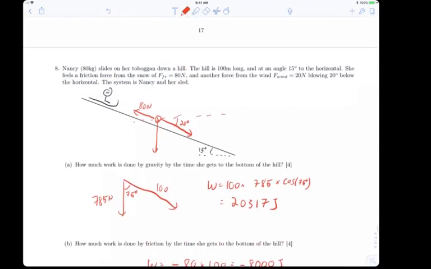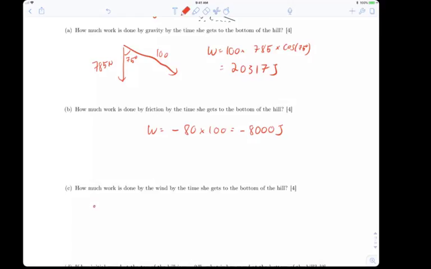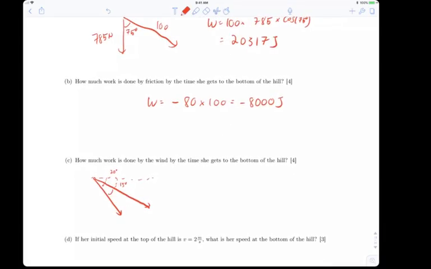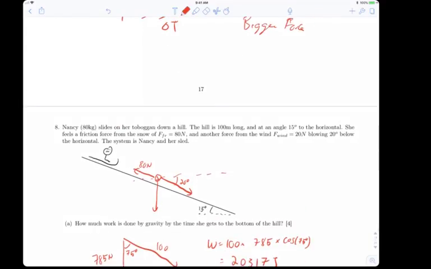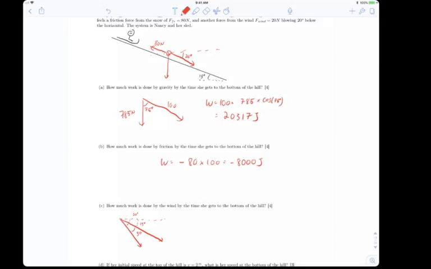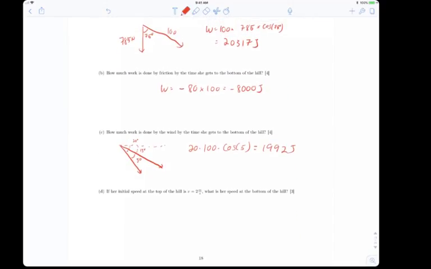By the wind. All right, so this one's kind of bonkers. So according to the diagram that I drew, the wind is like this to the horizontal. So that's 20 degrees. And the slope here is 15 degrees, right? And that means this angle between them is 5 degrees. So the wind force is 20 newtons, and the distance traveled 100, cosine 5. So the work done here is 20 times 100 times cosine of 5, 1992 joules. I think when we originally did it, the wind was blowing her uphill, but whatever.